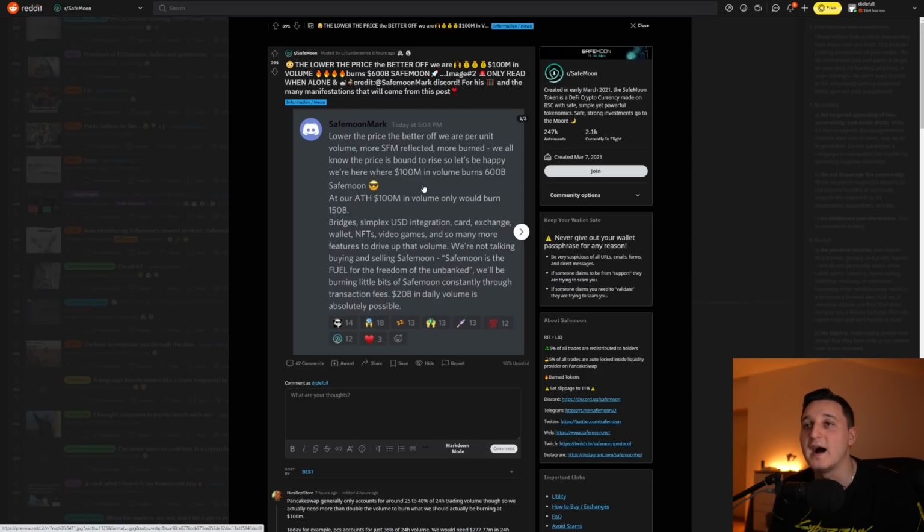We're here where 100 million in volume burns 600 billion Safemoon. At our all-time high, 100 million volume would only burn 150 billion. Bridges, Simplex, USD integrations, card, exchange, wallet, NFTs, video games, and so many more features to drive up that volume. We're not talking about buying and selling Safemoon. Safemoon is the fuel for the freedom of the unbanked. We'll be burning little bits of Safemoon through transaction fees. 20 billion in daily volume is absolutely possible.